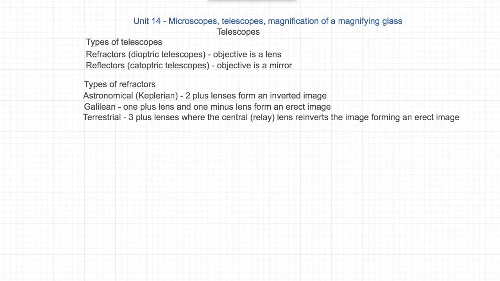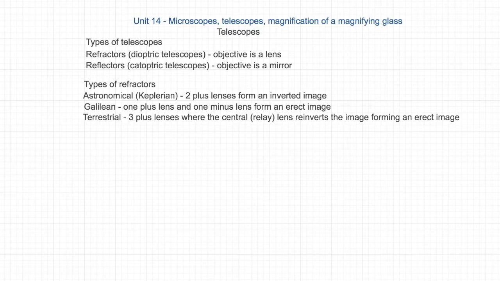There are different types of telescopes. One is called a refractor, also called a dioptric telescope. In that case, the objective is a lens. A reflector telescope, also called the catoptric telescope, has a mirror as the objective. Now, there are three different types of refractors.